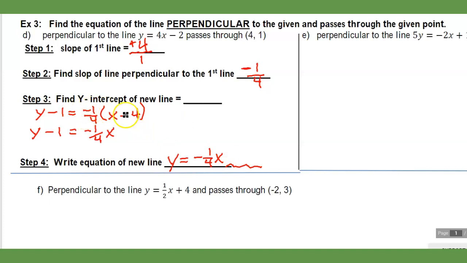And negative times negative, positive. 1/4 of 4, or 4 divided by 4, 1. And then we can just add 1 to both sides. And so my new y-intercept is 2.